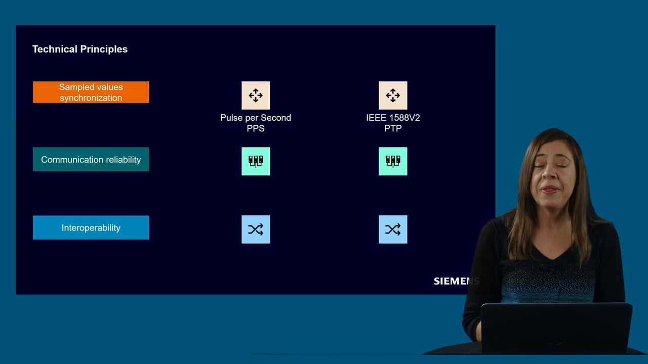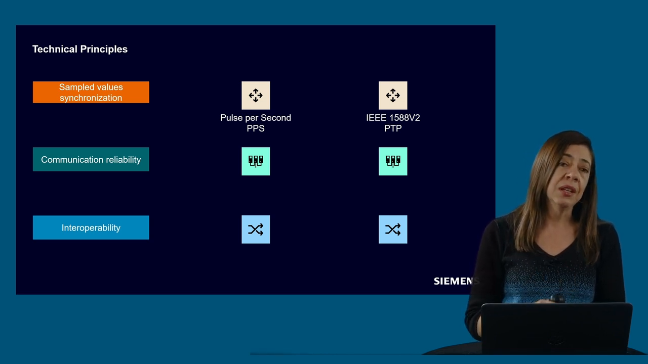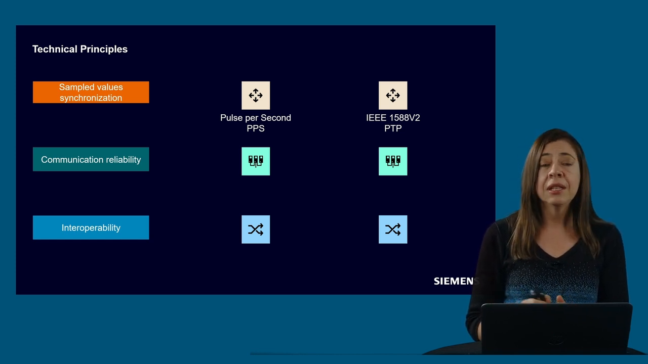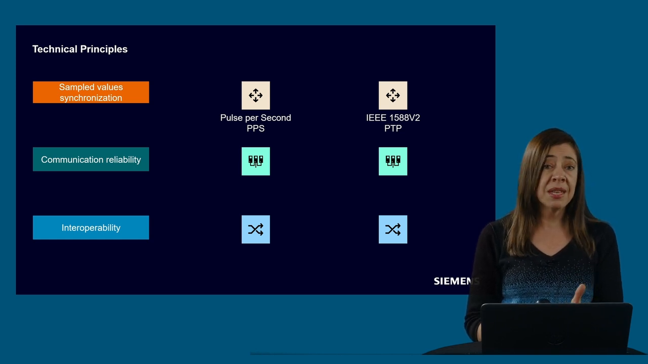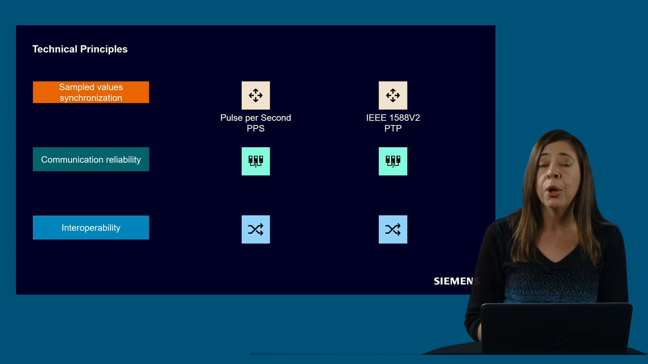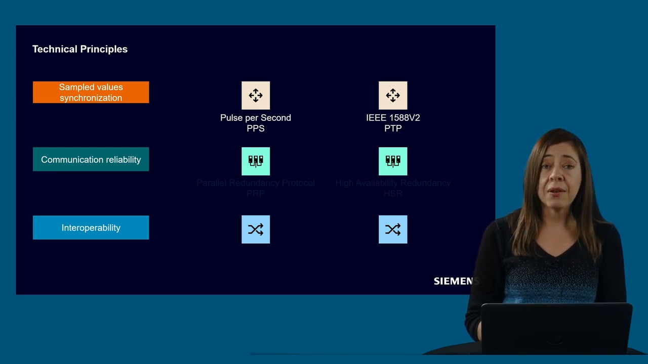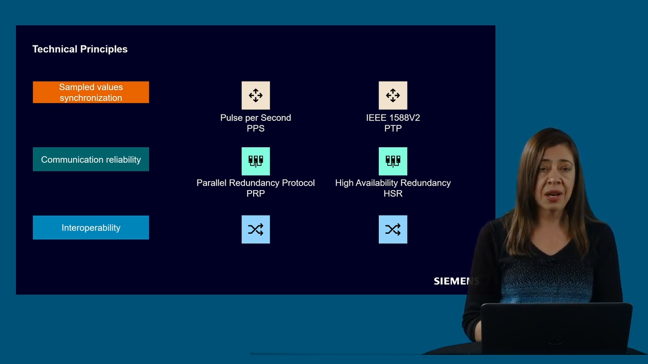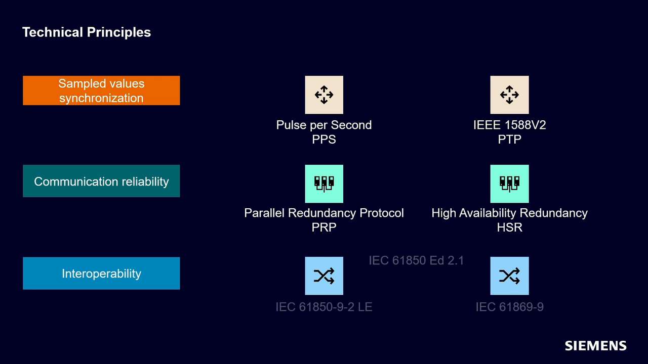let's consider the technical principles that we saw in the last chapter. All of them need to be taken into account during our design phase. The first one, the sample value synchronization, which we can achieve using either the PPS signal or the precision time protocol. The communication reliability, which can be done with the PRP protocol or with the HSR. And the interoperability that would be granted with the edition 2.1 of the IEC 61850 standard, and using either the light edition or the flexible streams.